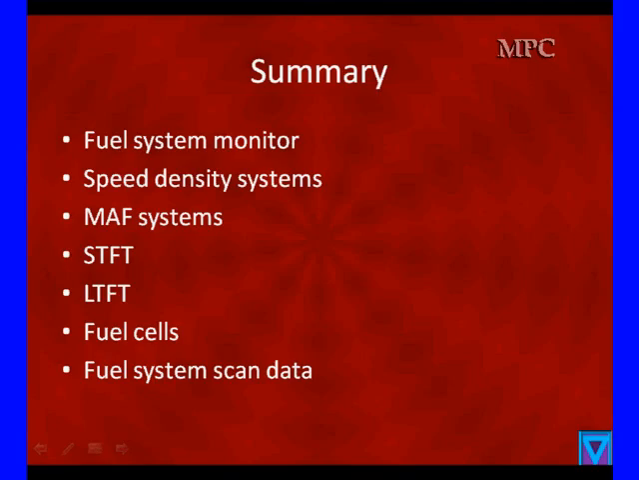So remember, look at speed density systems, mass airflow systems, short-term, long-term fuel trim, and fuel system scan data. Remembering that a great deal of your fuel delivery system will show up nothing in scan data.